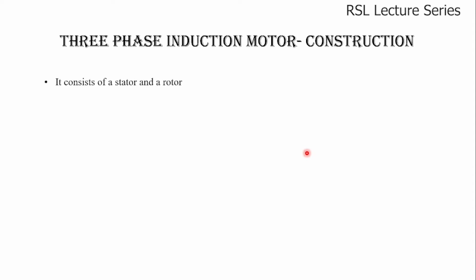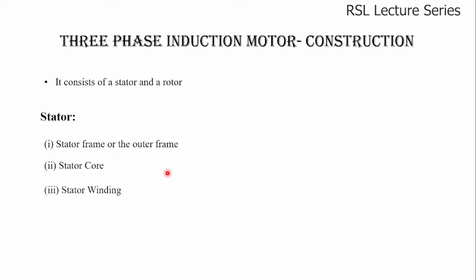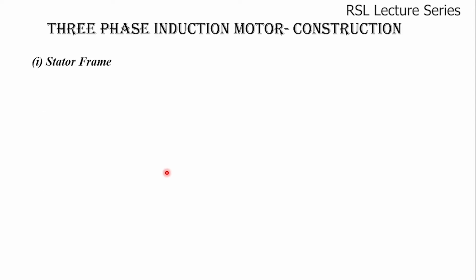The induction motor basically consists of a stator and a rotor. The stator is the stationary part and the rotor is the rotating part. First we'll see the stator. The stator consists of three main parts. One is the stator frame or the outer frame, the second is the stator core, and the third is the stator winding. Now we'll see the stator frame.